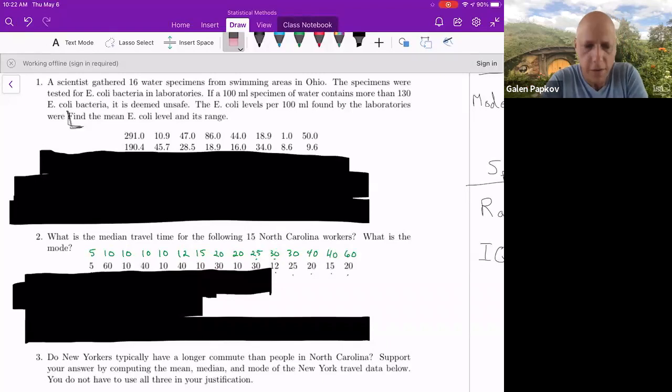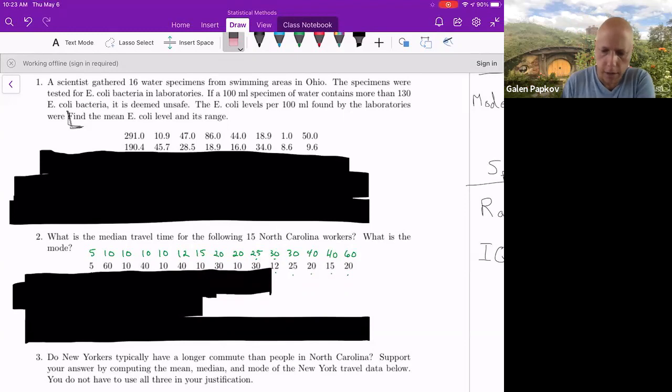Okay, so hopefully you took advantage of that opportunity to practice on your own. Let's go through these first 2. And so this first one is about E. coli bacteria in laboratories, and you've got a number of observations here, 16 observations of counts of E. coli levels in water, and you are asked to find the mean.